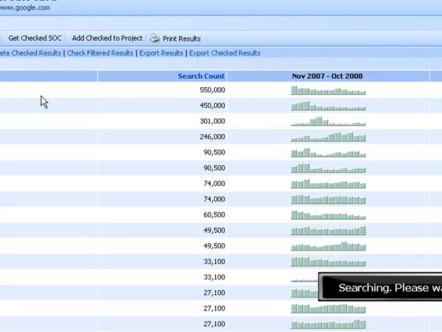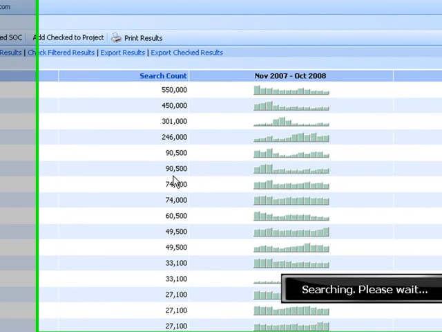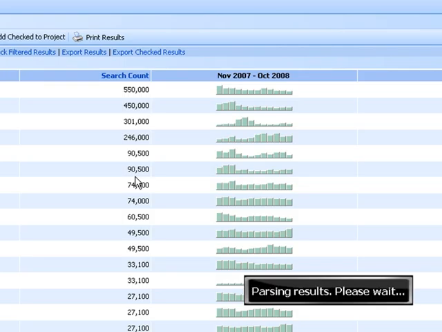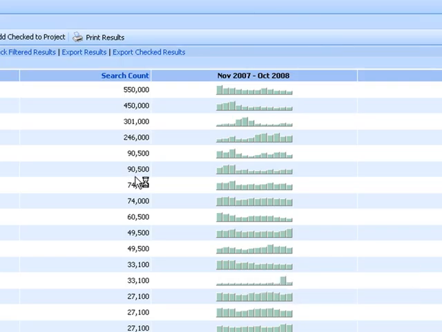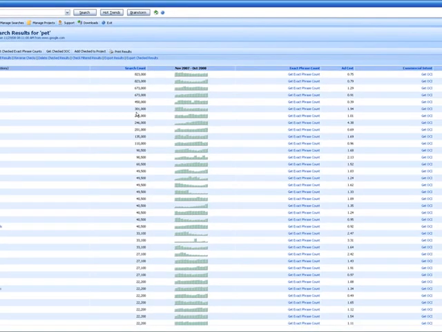By the way, these figures are coming from Google itself, since Google introduced the figures a few months back. I had to laugh when I read about the blogs from very large companies. I'm not going to say those names now, saying, oh, we are working on updating our software to give you the actual results from Google. Guess what? Micro Niche Finder had them. I reckon it was about a month, and I think it was the first software in the world to get those figures.